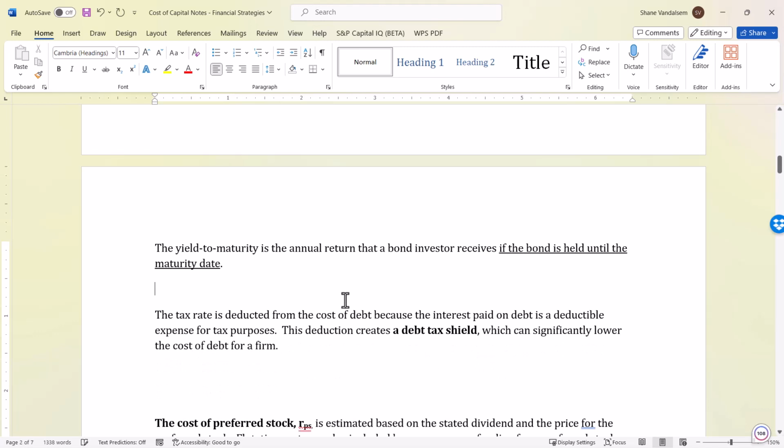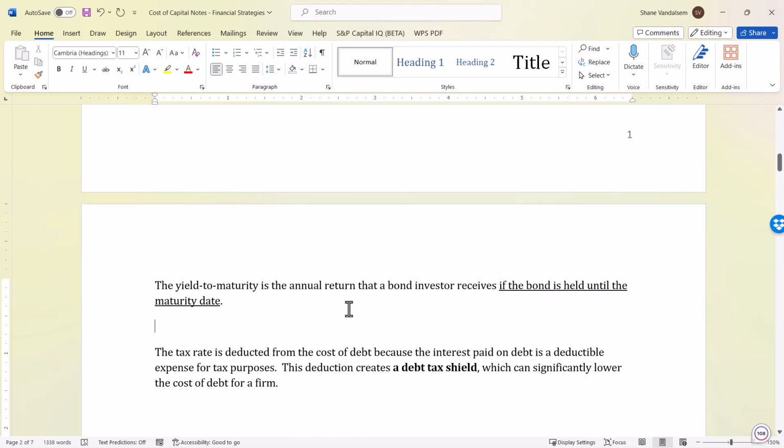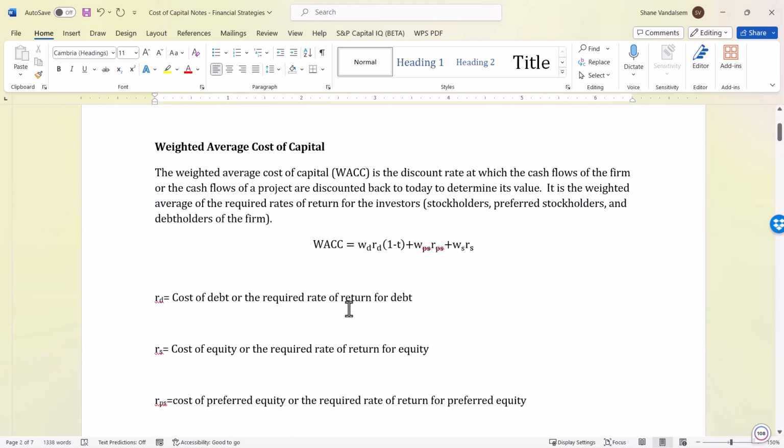The tax is deducted from the cost of debt because the interest paid on the debt is a deductible expense for tax purposes. This deduction creates a debt tax shield, which can significantly lower the cost of debt for a firm. So I'm going to scroll back up here and show you this.